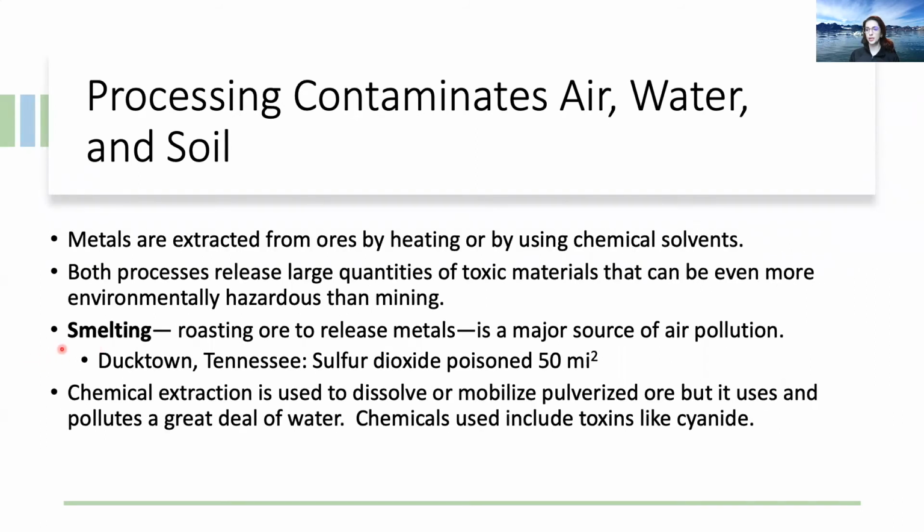In addition to measures using heat, like smelting, we also have chemical extraction. Chemical extraction is used to dissolve or mobilize pulverized ore, but it uses and pollutes a great deal of water. A widely used method is called heap leach extraction, which involves piling crushed ore in huge heaps and then spraying it with a dilute alkaline cyanide solution. This method is really good at dissolving gold from ore of interest, but as you can imagine, it's spraying a whole bunch of cyanide into the environment.